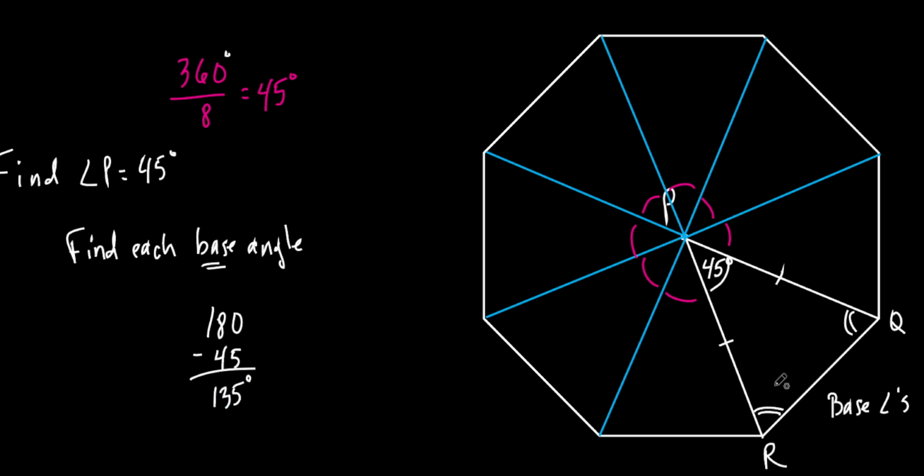So that must mean that this angle and this angle, are they both 135? No. They add up to be 135, right? And if they're both exactly the same, how can I find them both? I can take 135 and do what to it? Divide it by 2. I'll do the math for you. That's 67.5 degrees. So the question said, find each base angle. So what is each base angle?